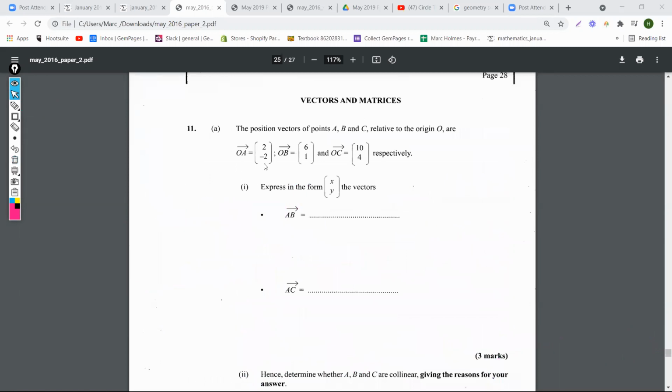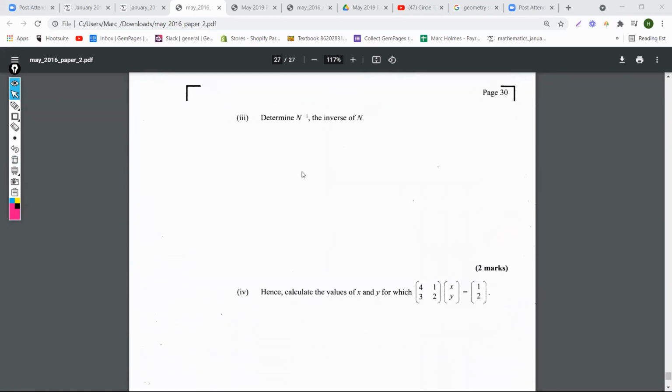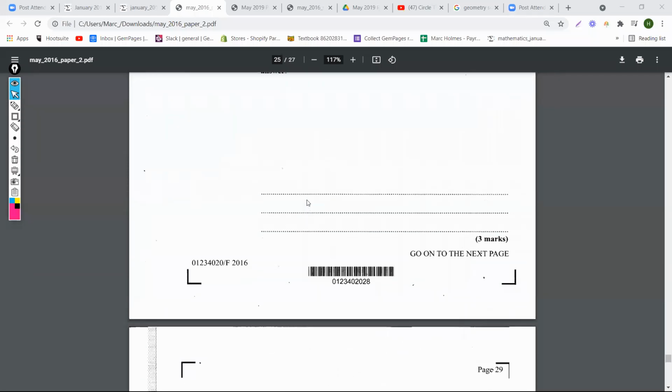You're definitely going to get this. So let's go through that for sure. You're going to get vectors and you're going to get matrices. So let's go through all of these.